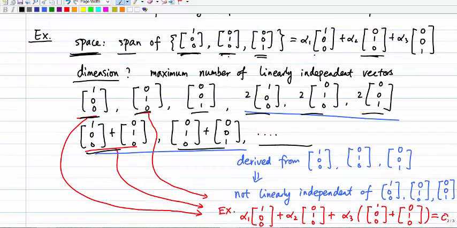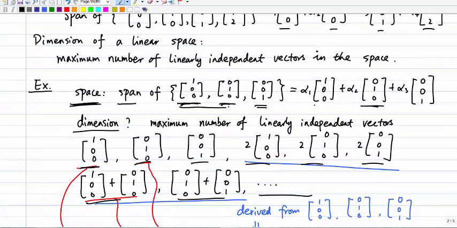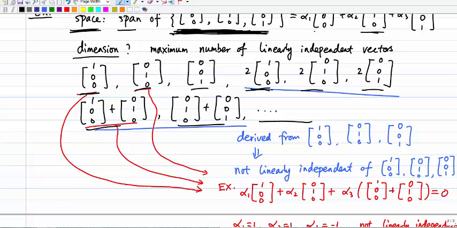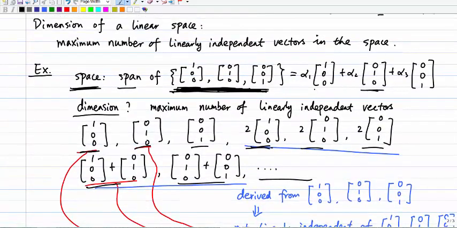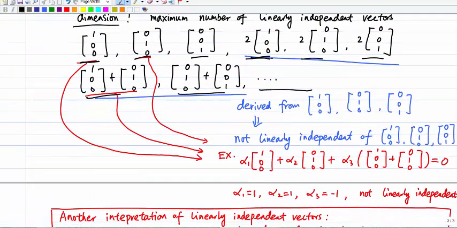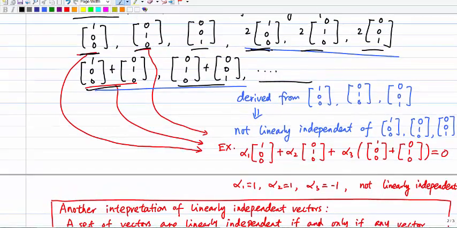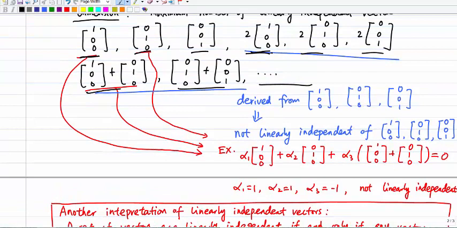First of all, we only need to check those that created the linear space. Those that are derived, for example, twice of that or the sum, if they are derived from these vectors, they are not going to be linearly independent, which means we don't have to verify those. We only need to verify the basic vectors, like I mentioned, that create a space, to see how many of those are linearly independent: the maximum number of linearly independent vectors in this set, not in the big set. The reason is that if anything is derived from them, you can always find a non-zero alpha 1, alpha 2, alpha 3 combination such that they are not linearly independent.